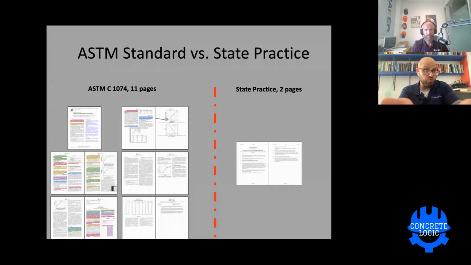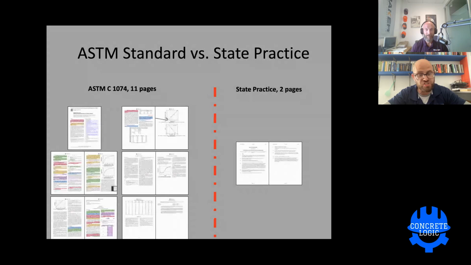Carino, who helped create 1074, created the ASTM for the estimation method using maturity. And it's 11 pages of well-written stuff. And I have written notes. I printed it out. I use electronic stuff to do notes now. Even ASTM will show you the original version versus what we have now, and it'll highlight the differences for you. And then you have this state practice here on the right, which is 2 pages.